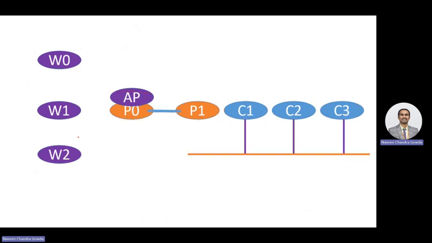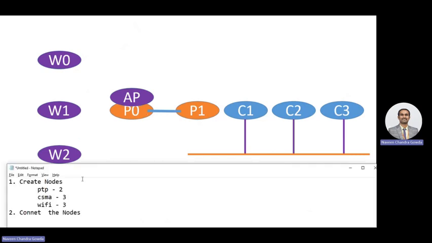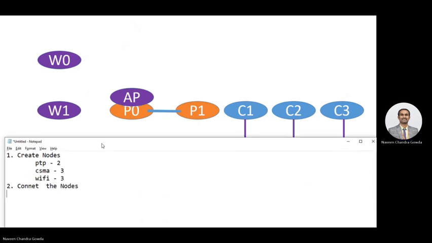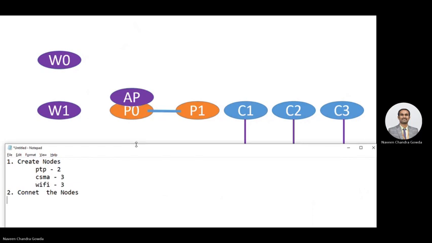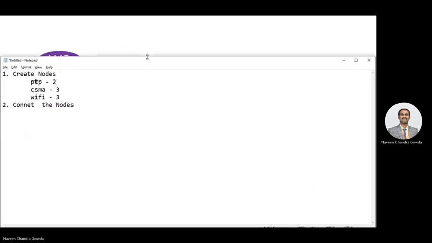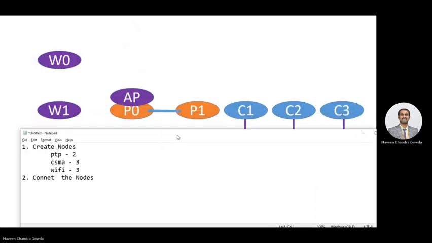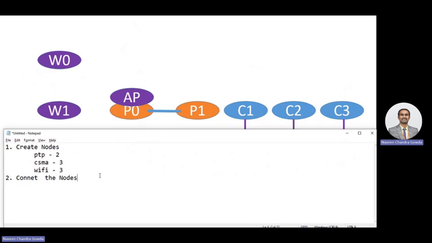Now you see how are we going to connect? When I say connect, definitely to connect P1 and P0, I need links. So what are the different links I'll be using? I'll be using a PTP link itself to connect P0 and P1.